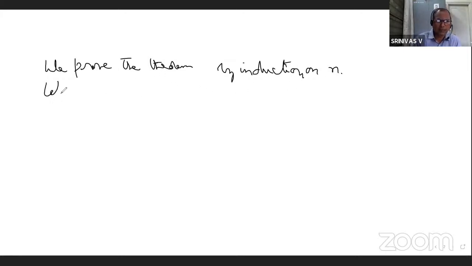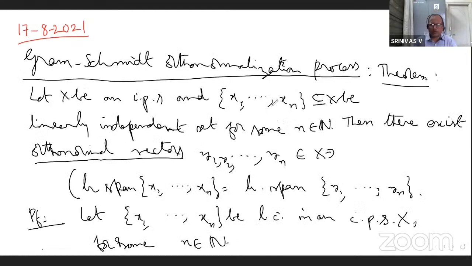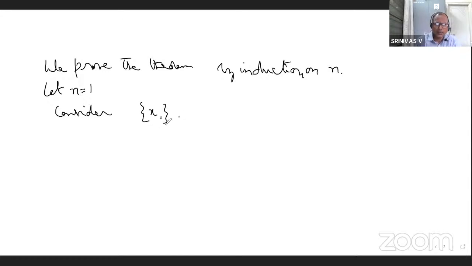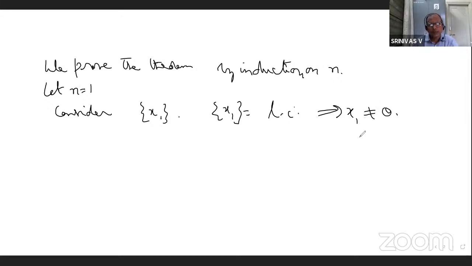So okay, let n be 1. If n is 1, you have to consider x1. You are assuming n equal to 1, so this set becomes a single term. It consists of x1 alone because n is 1. And x1 is linearly independent, which means your x1 is not equal to 0. Okay, a linearly independent vector cannot be the 0 vector, right?